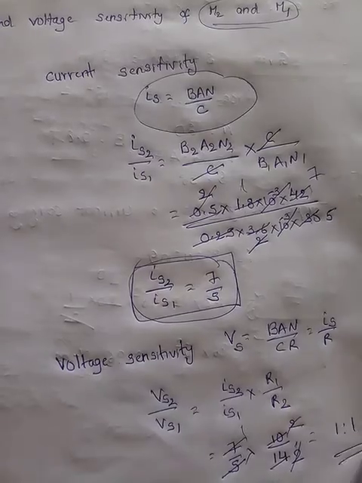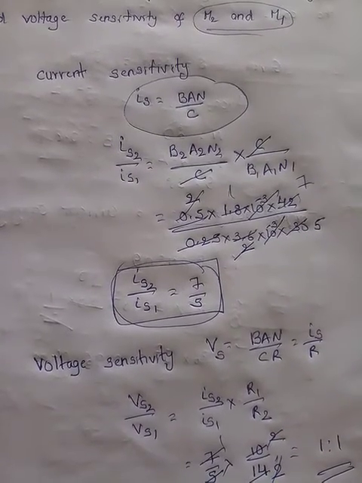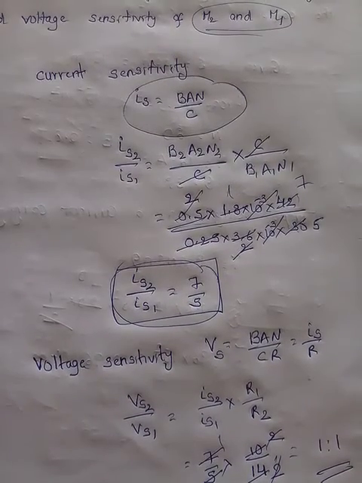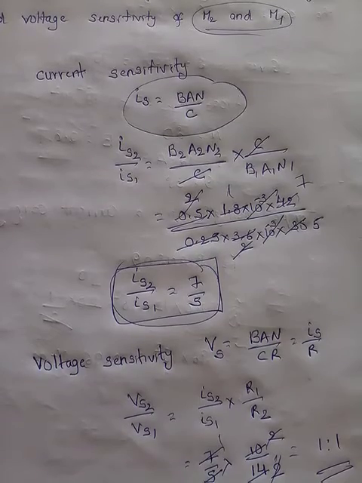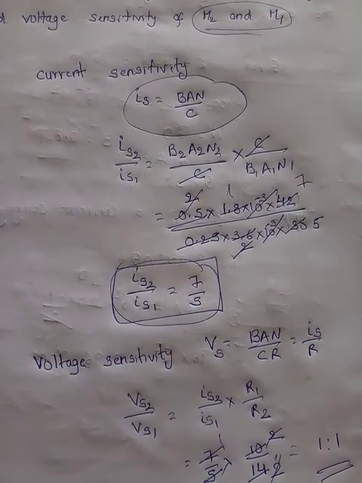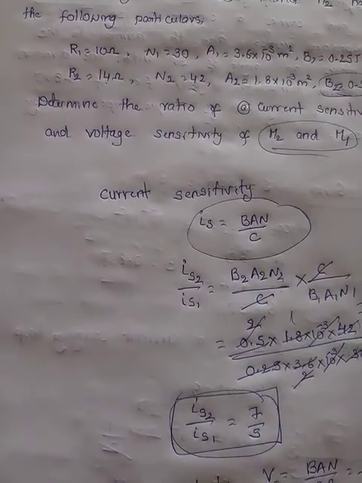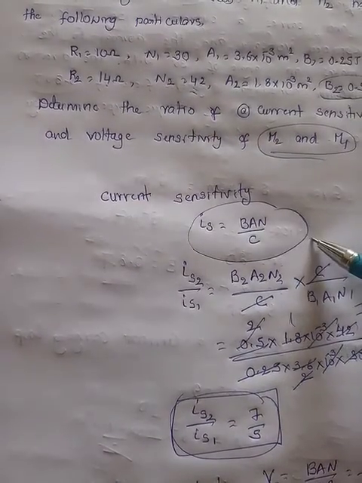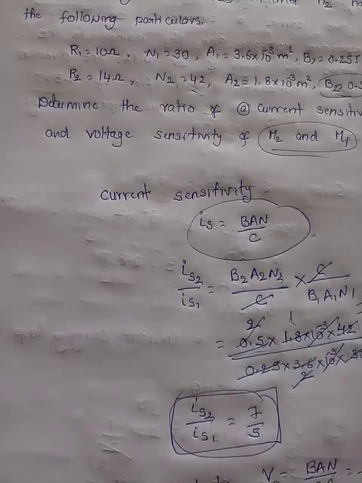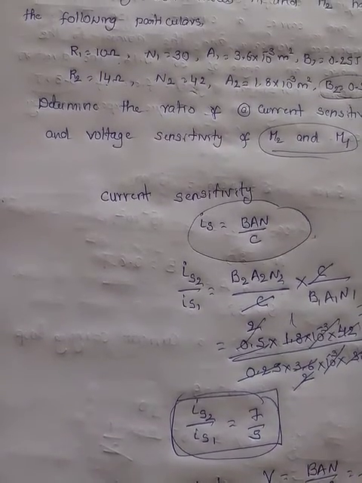So the ratio of voltage sensitivity for M2 and M1 is the same, but the current sensitivity varies, that is 7:5, whereas the voltage sensitivity is what? 1:1. So this problem is very easy, they have given all the data. If you just know the formulas, you can easily substitute and get the answers. Clear? Right. Next problem.